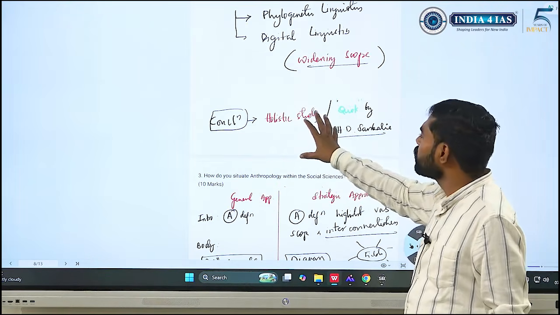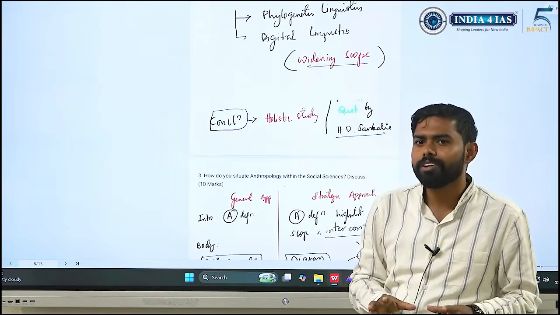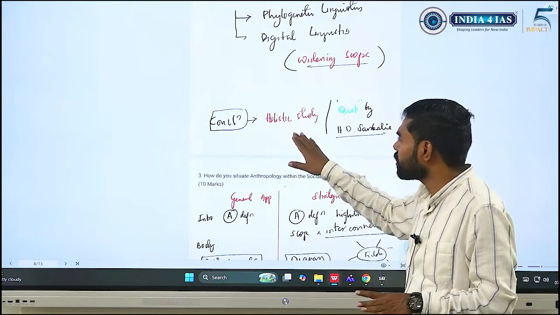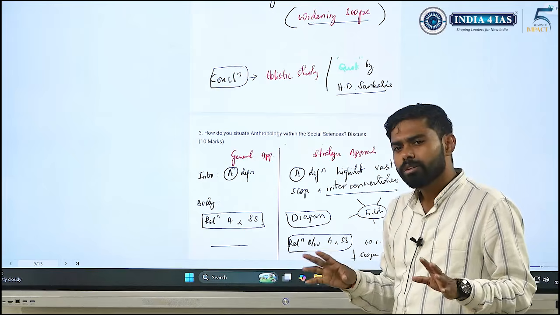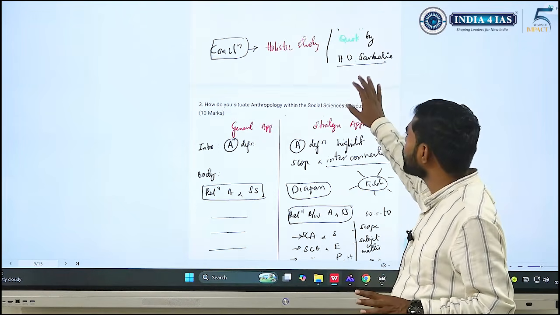And in conclusion, always remember, whenever anthropology asks about any subfield, you try to use it as a part of the holistic whole. So that's the basic element I used to write, or you can conclude through quotes by some archaeological anthropologists. I had a quote by H.D. Sankalia and I used it.